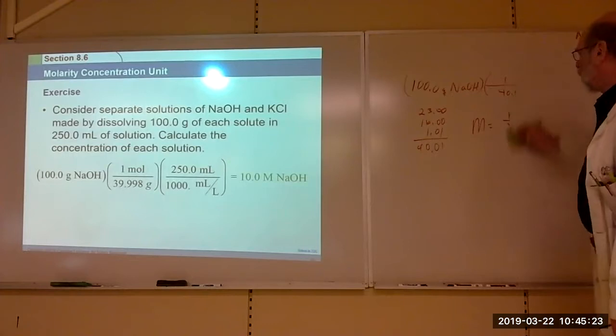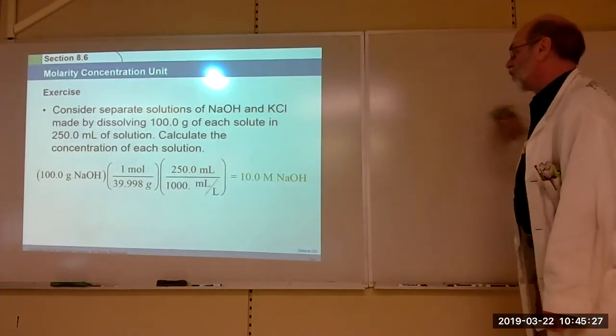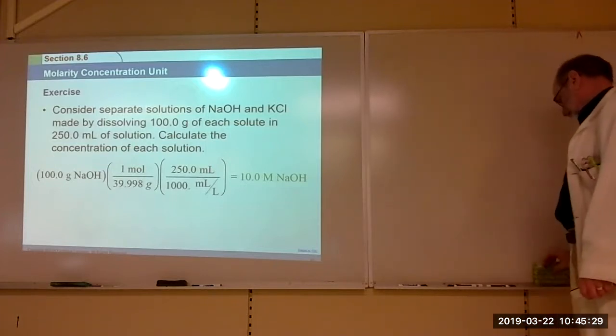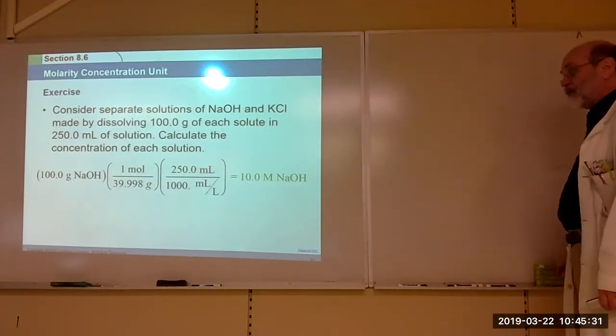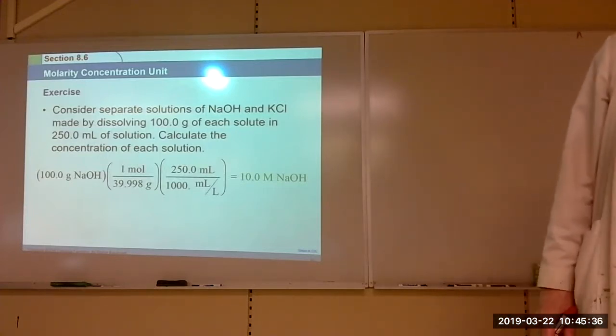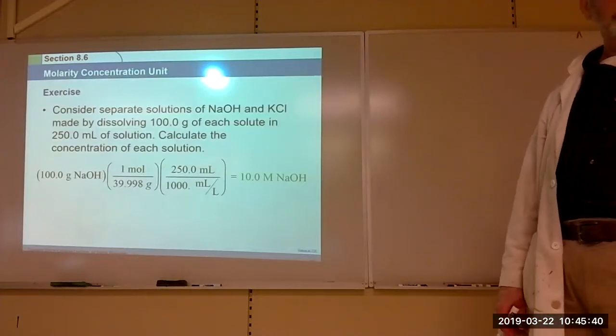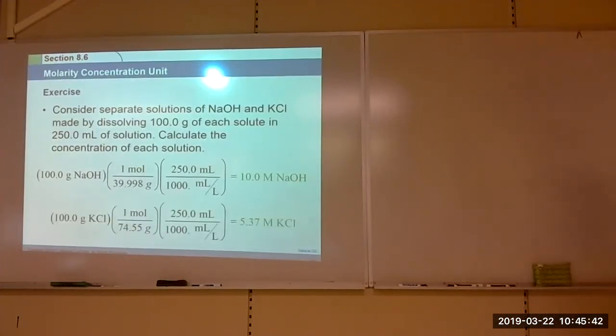But it turns out it's 10 molar for sodium hydroxide. But will it be the same for potassium chloride? Probably not, because potassium chloride should have a different molar mass. So you might have the same mass, but you have different moles. And for potassium chloride, the same mass dissolved in that volume only gives you 5 molar. Okay.